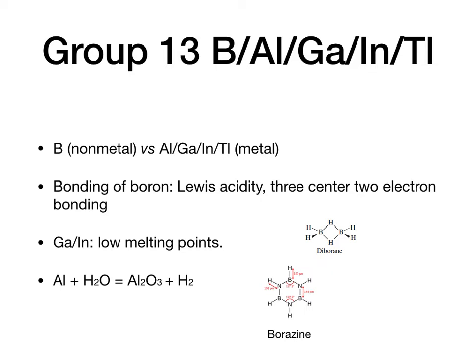Now in this diborane structure, you'll find each boron atom forms a tetrahedron type of structure, and there are two hydrogen atoms in the middle that form two covalent bonds with two boron atoms. Now this is a structure that cannot be explained by Lewis dot structure.